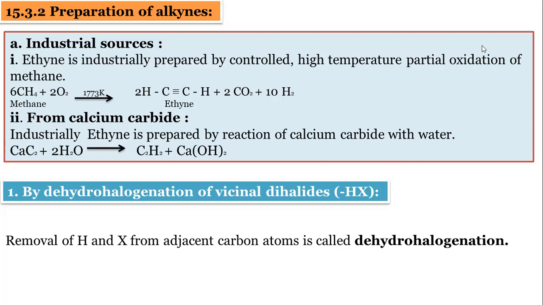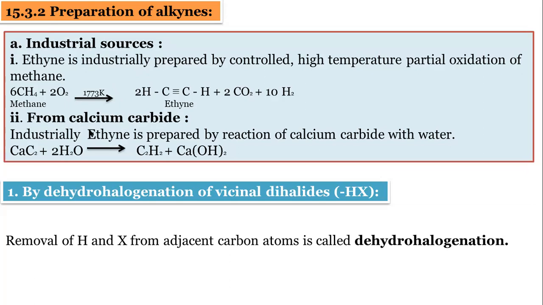Then, methods of preparation of alkynes. First one is industrial source. It is deleted from the syllabus. No question will be asked from industrial source. We will start from calcium carbide.